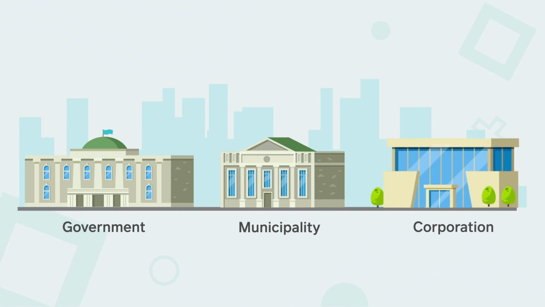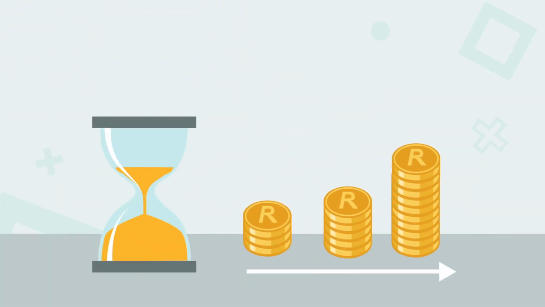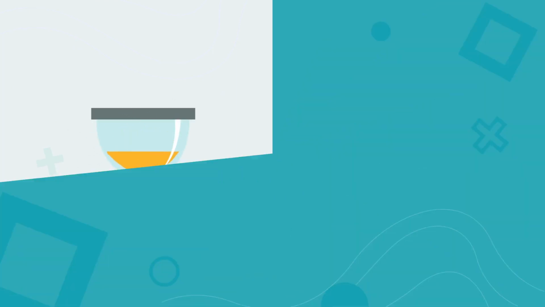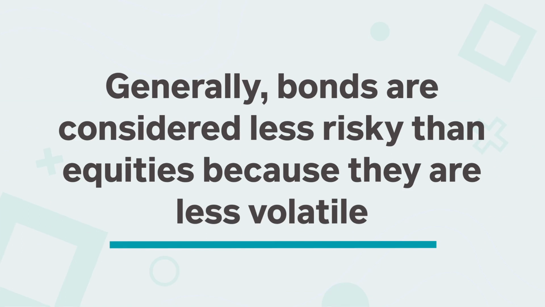Bonds. A bond is a form of loan similar to an IOU. When you buy a bond, you are lending money to an entity, typically a government, a municipality, or corporation, and you get regular interest payments in return. Over time, you also get repaid your initial investment amount when the term of the bond ends. Generally, bonds are considered less risky than equities because they are less volatile.